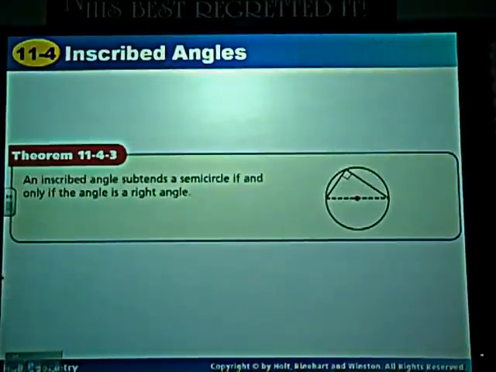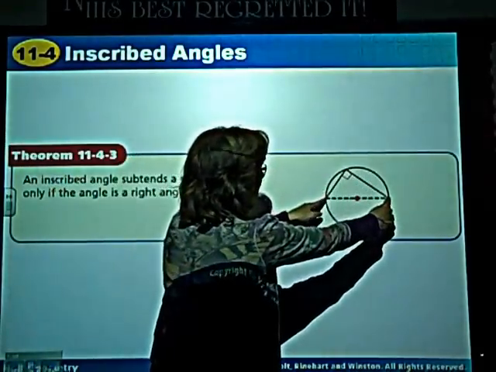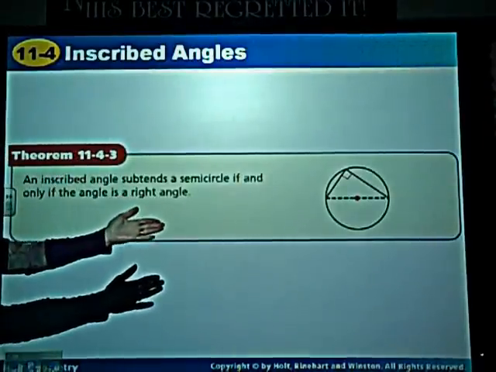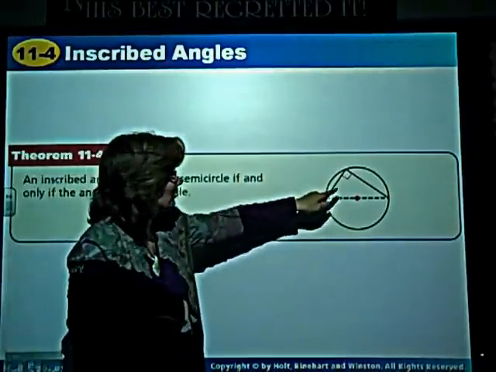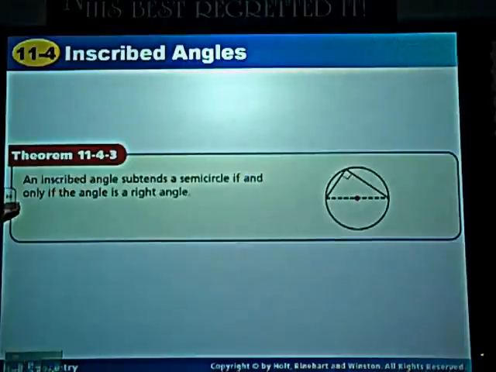now, following that, if your inscribed angle subtends a semicircle, well, a semicircle is 180 degrees, so that means this angle must be 180 divided by 2, 90. So an inscribed angle subtends a semicircle if and only if that inscribed angle is 90 degrees.